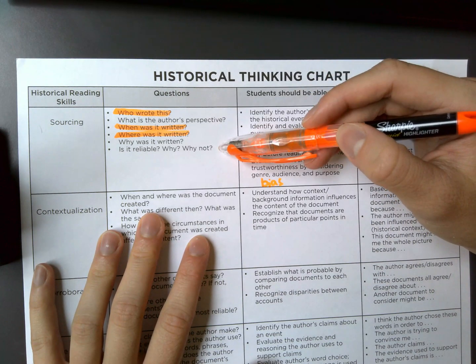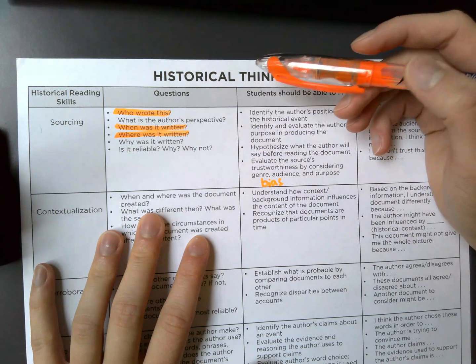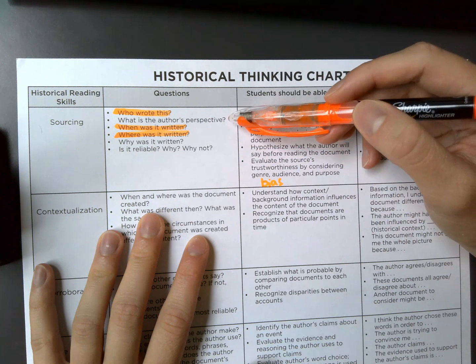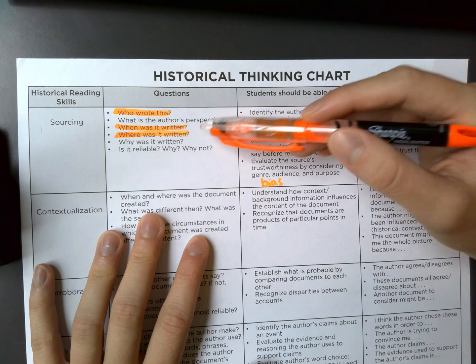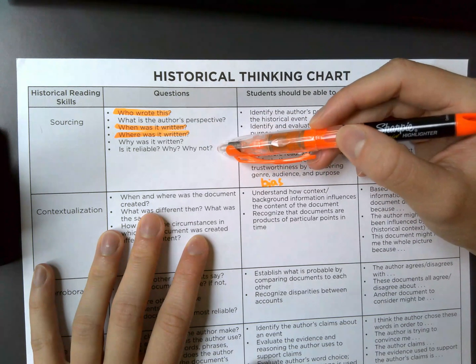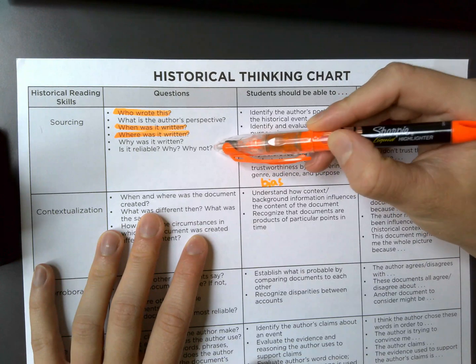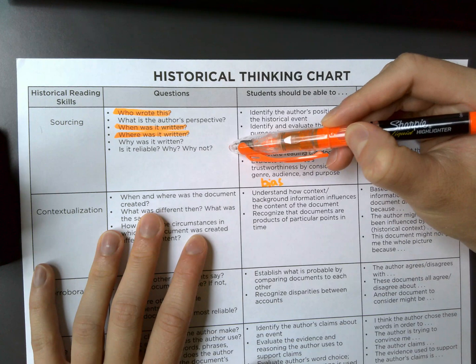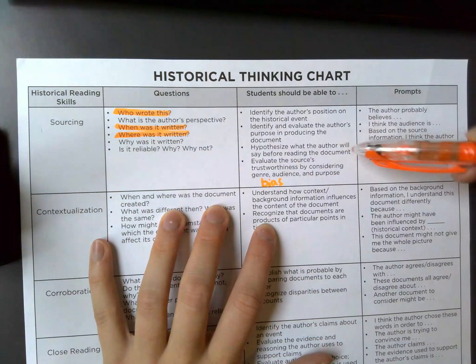Once you read the document, you're going to answer the rest of the sourcing questions. So what is the author's perspective? Why was it written? And is it reliable? So this is referring to the trustworthiness of the source and if there's any bias. That's what you want to think about.